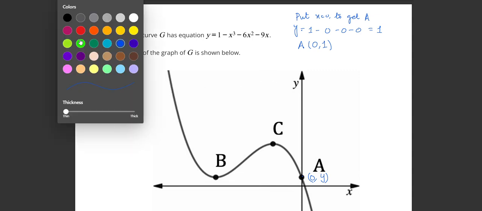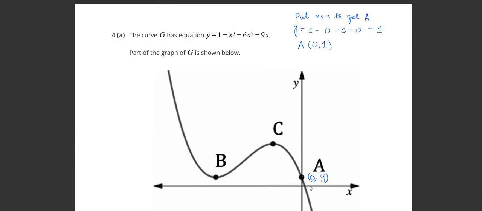Let's say the examiner would say to find this coordinate, this one, on the x-axis. Let's say this is point D. To find point D, you put y equal to 0 and then solve it. Anyway, to find B and C, because these are turning points, what should I do?